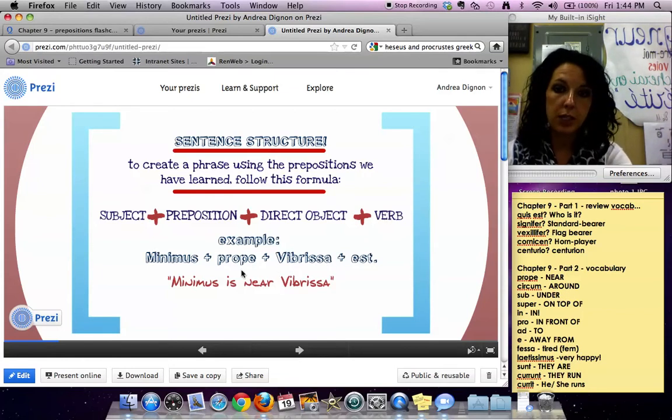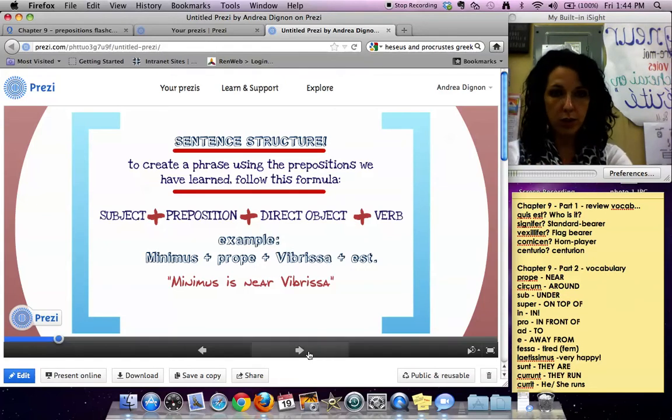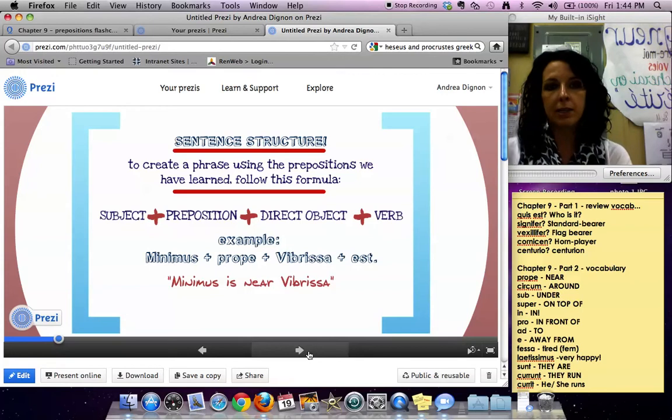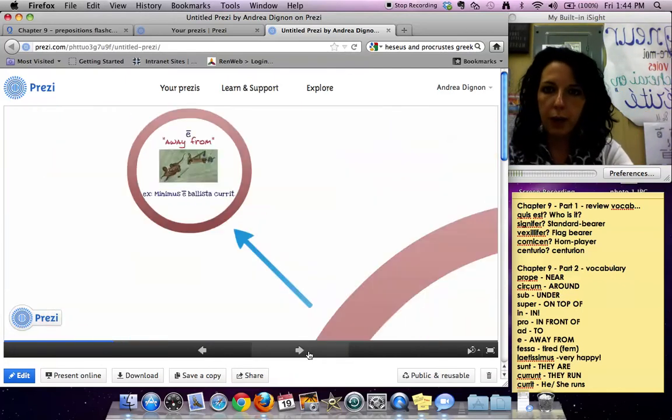Pretty simple. So minimus is near vibrisa. That's how that works. Okay? Pause the video if you want right now. Pause it and copy that down. Okay? I think it's very important for you guys to make sure that you have a good basis on what the formula is, because I'm telling you, all next week, that's what I'm going to be working on. Okay? So make sure you got that. Pause, copy down.